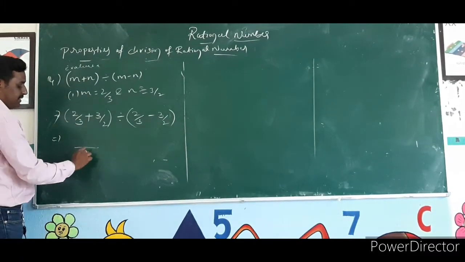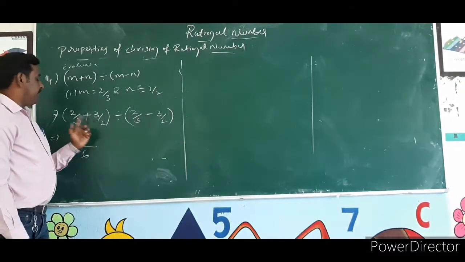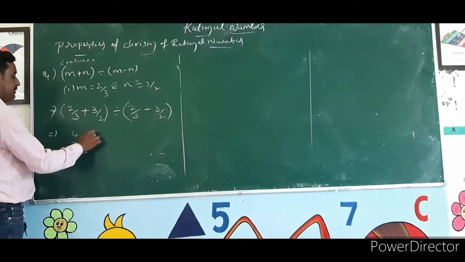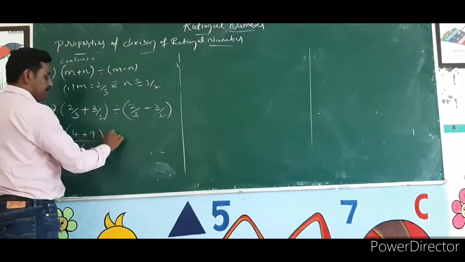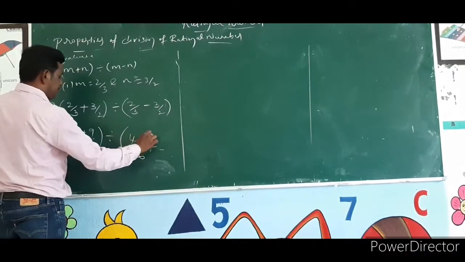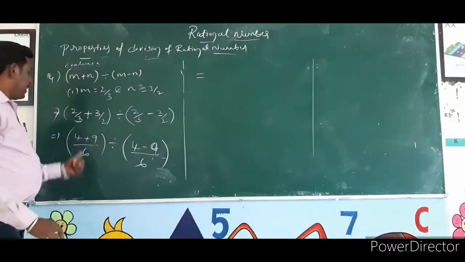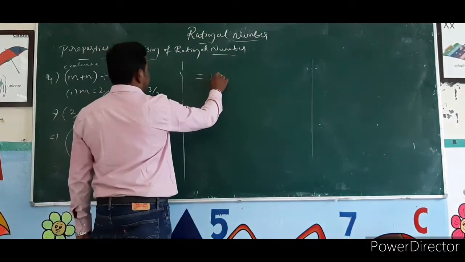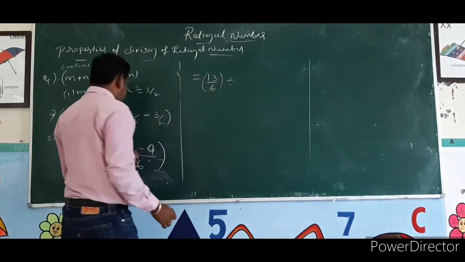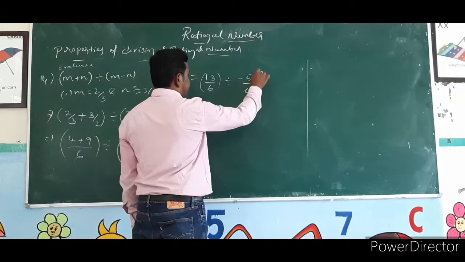So 3 and 2 LCM is 6, because 3 and 2 are different numbers and will not go by one number. Directly multiply: 3 2s are 6, 2 2s are 4, cross multiply, 3 3s are 9, divided by, here also LCM 6, cross multiply 4 minus 9. So next step, 4 plus 9, 13 by 6 divided by, in 4 minus 9 will go means minus 5 divided by 6.